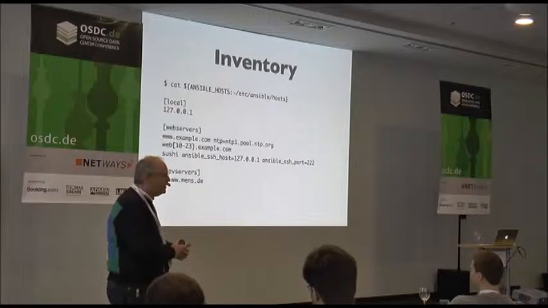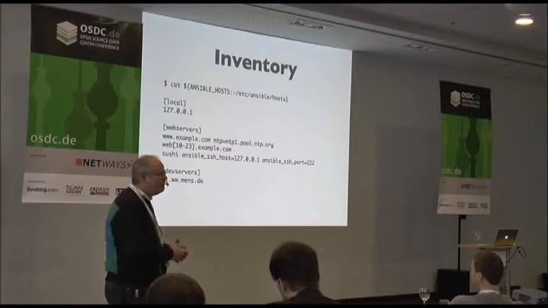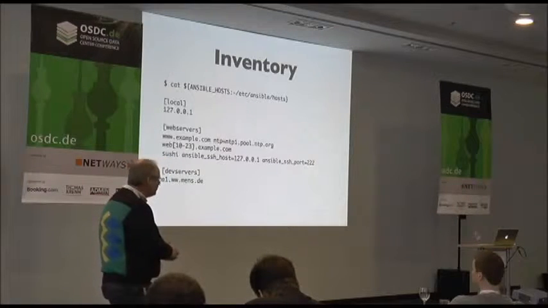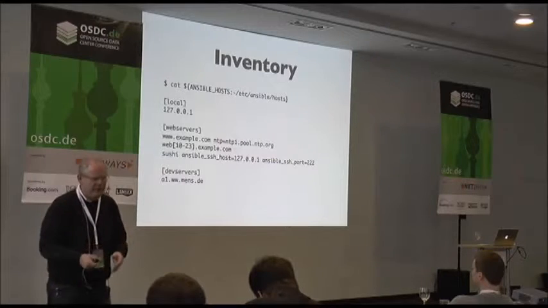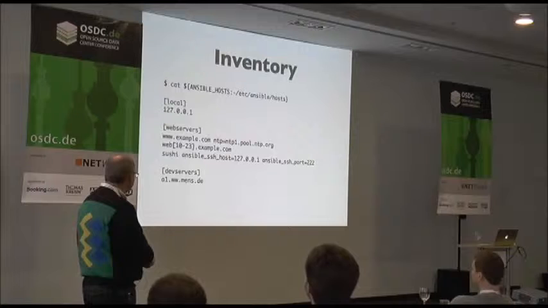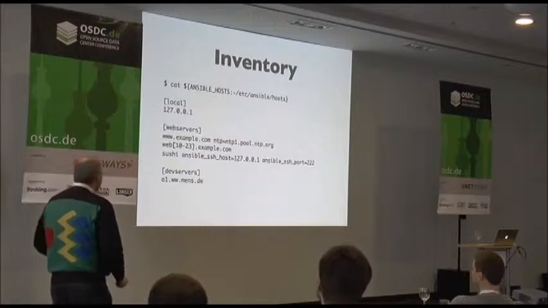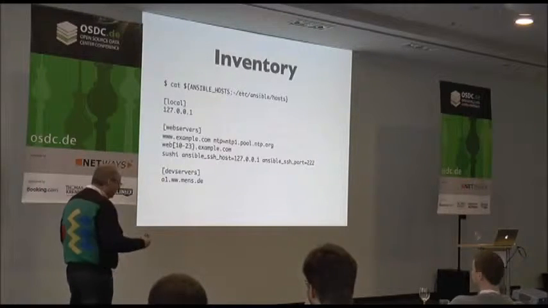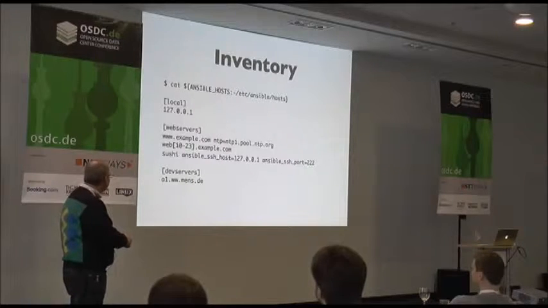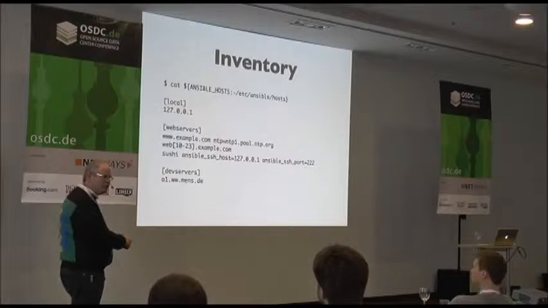Now, the inventory file of Ansible is an INI-type file, and by default it's called hosts. Actually, that is the content of this variable. And this INI-type file has groups. In this example, we have three groups: one is called local, one is called webservers, one is called devservers. Groups of machines contain host names or addresses. For example, in the group local, we have a host called 127.0.0.1. In the group webservers, we have www.example.com, and we have web10 through web23.